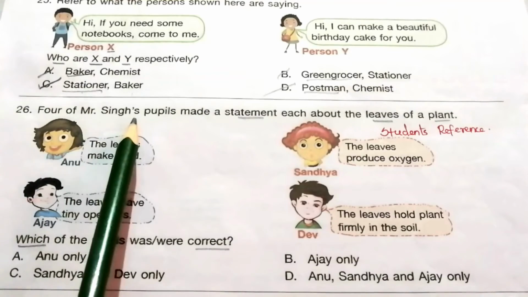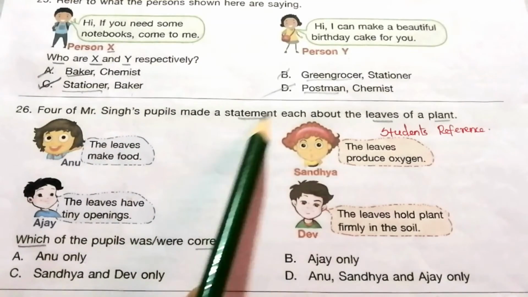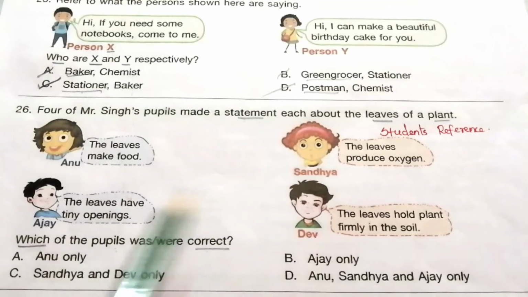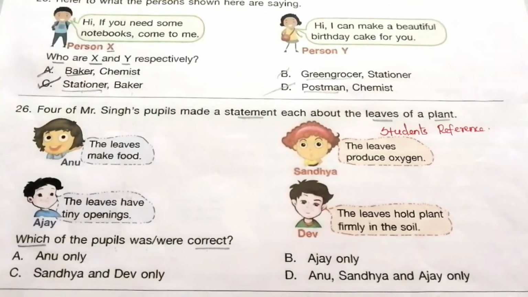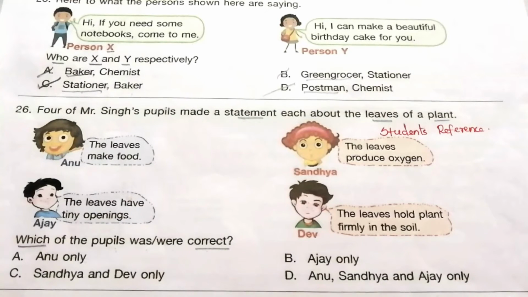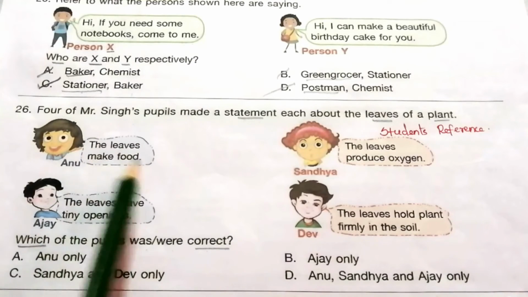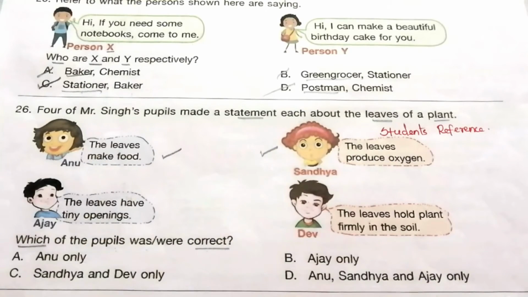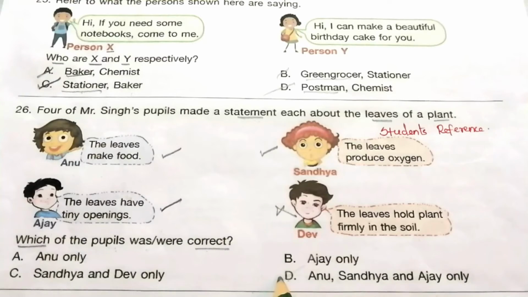26. Four of Mr. Singh's pupils made a statement, each about the leaves of a plant. Which of the pupils was or were correct? You read the given four statements carefully, then try to find out the answer. So to find the answer, we will read the given four statements one by one. Anu, the leaves make food. This is a correct one. The leaves produce oxygen. This also correct. The leaves have tiny openings. This also correct. The leaves hold plant firmly in the soil. This is wrong. So the answer is D.